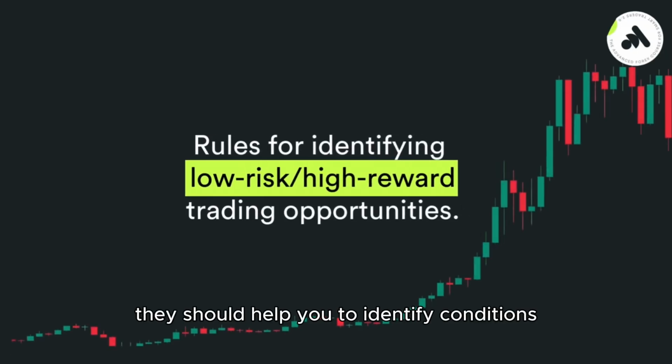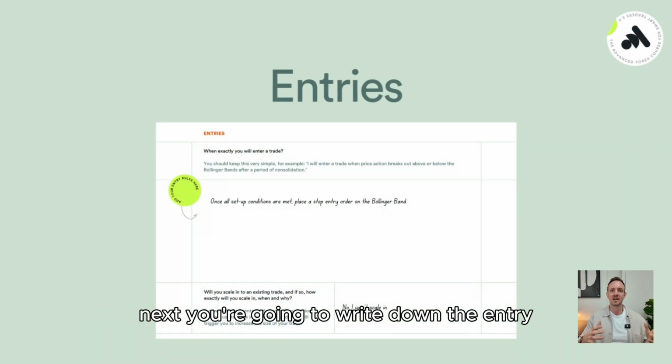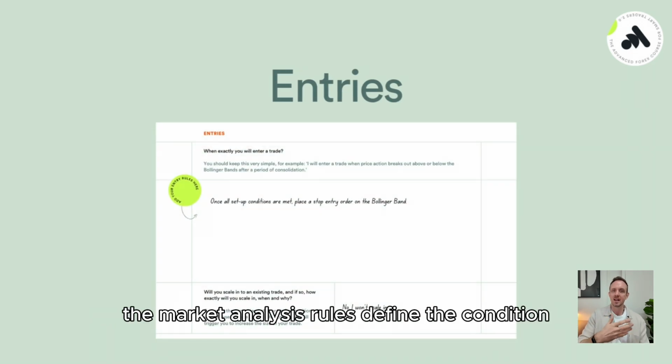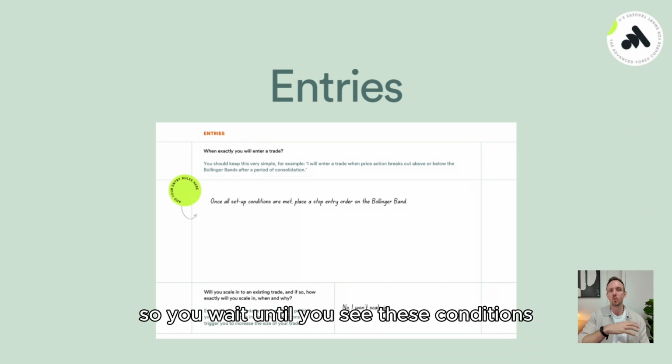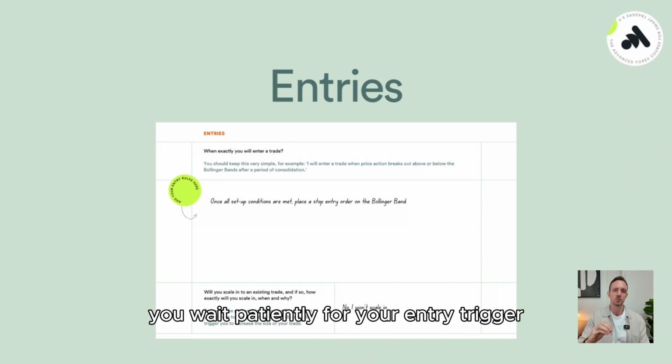And remember, they should help you to identify conditions where you have a low risk, high reward trading opportunity. Next, you're going to write down the entry. So remember, the market analysis rules define the conditions. So you wait until you see these conditions, and then when you get these conditions, you wait patiently for your entry trigger.